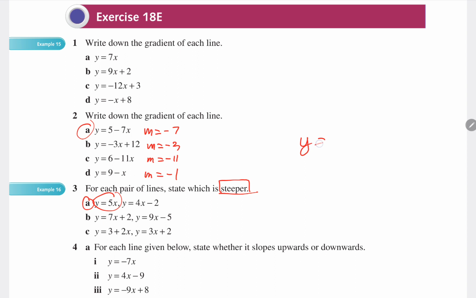It's higher, what do you mean? It goes higher. It's a rise. Not rise. What is m? M is a gradient. So 5 is a gradient. And the other line, what's the gradient? 4. And 5 minus 4? No. 5 is higher than 4. Yeah, okay. So the gradient of the first line, which is 5, is higher than the gradient of the second line, which is 4. Hence, the first line is steeper. So the answer is y equals 5x.